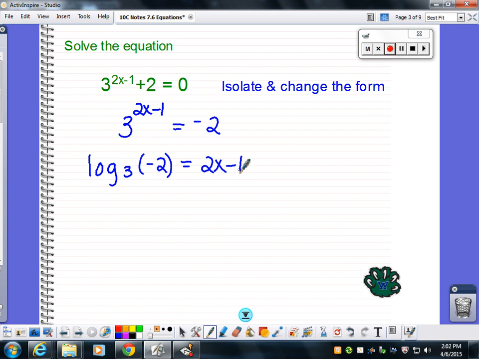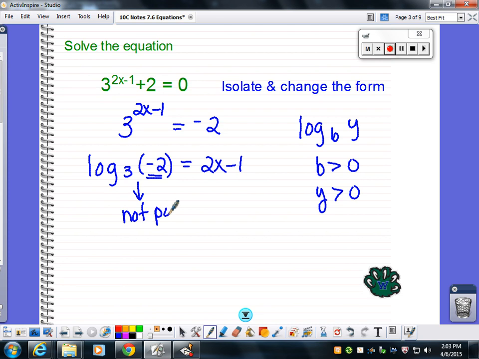All right, hopefully at this point you're going to say, I got a negative in that log. And you're going to recall from our previous unit that in a log base b of y, the base has to be greater than 0, and y has to be greater than 0. Well, negative 2 is not greater than 0, so this is not possible. So therefore, what does that mean? We can't solve for x, so this equation has no solution.